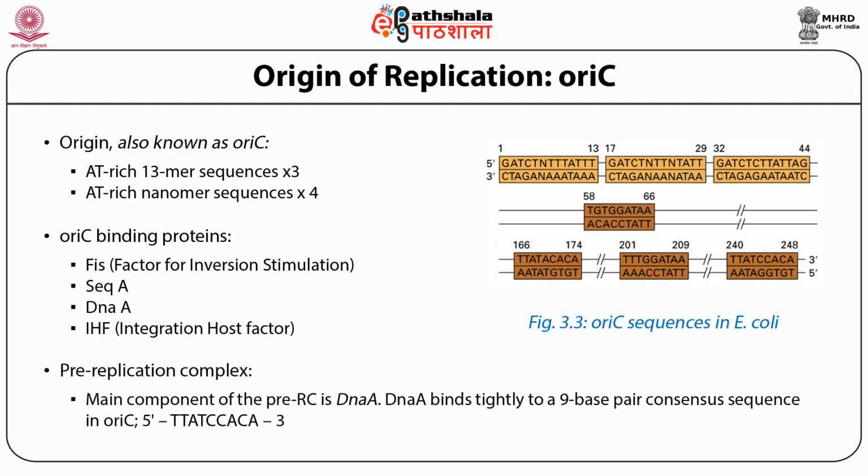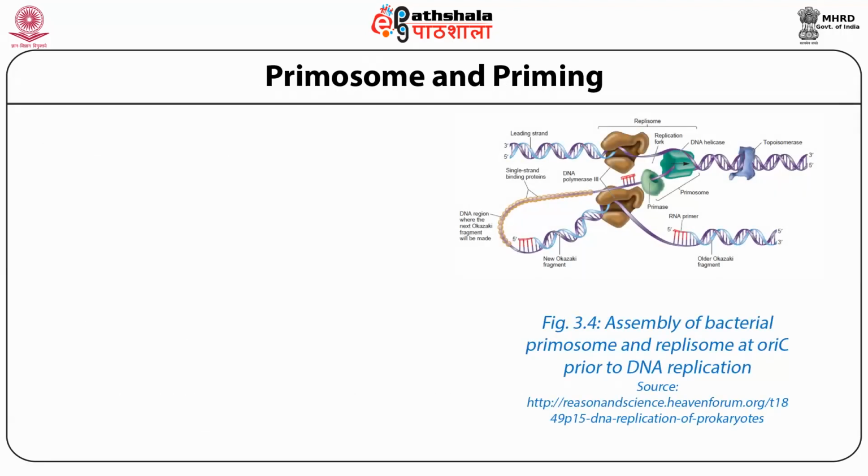The pre-replication complex, which assembles at the origin of replication, mainly includes DnaA protein, which binds tightly to one of the 9 base pair consensus sequences present in the OriC. The replication in prokaryotes begins with the assembly of the primosome and priming of the RNA primer.